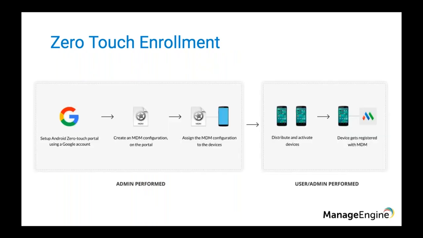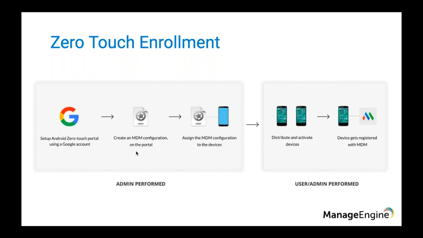Now we look at the second completely automated method, which is zero-touch enrollment, and this is for Android devices. This method is very similar to Apple Business Manager. So firstly, you set up an Android zero-touch portal using a Google account, and then you create an MDM configuration on the portal. This is pretty similar to the MDM configuration that you create in Apple Configurator.